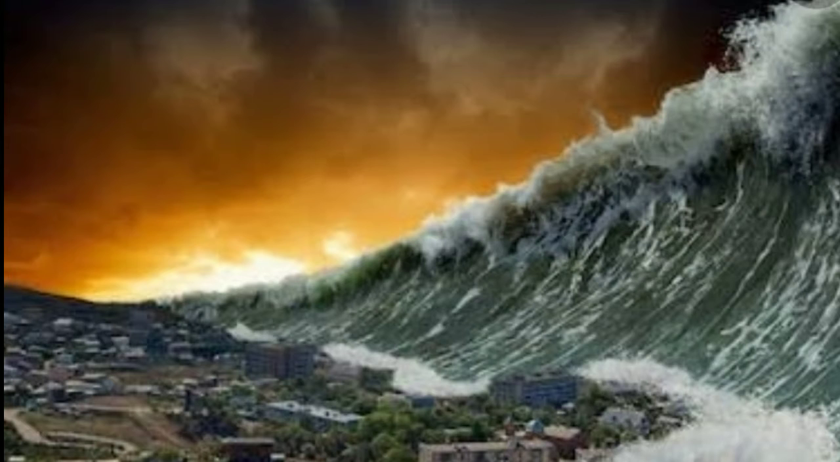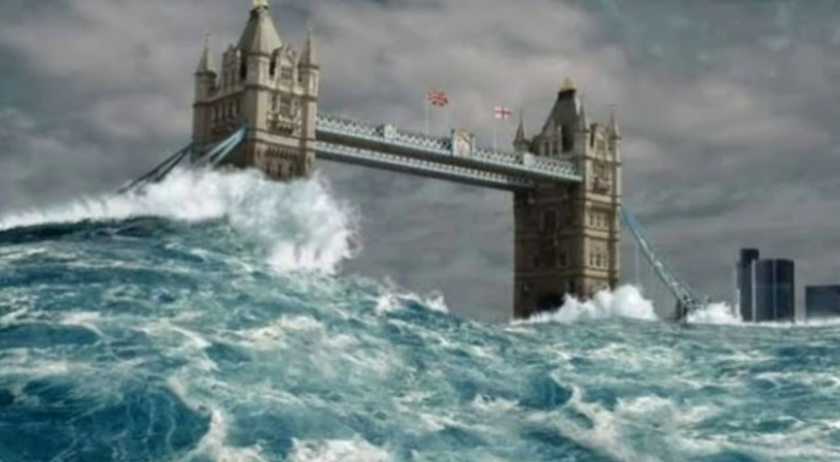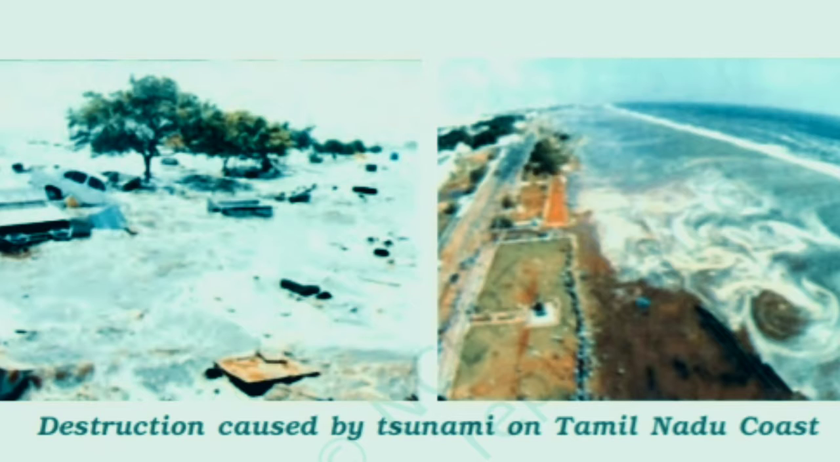A tsunami is a series of ocean waves that can reach the height of over 100 feet before crashing ashore. It is usually caused by undersea earthquakes, volcanic eruptions or coastal landslides. A tsunami causes a great amount of destruction.